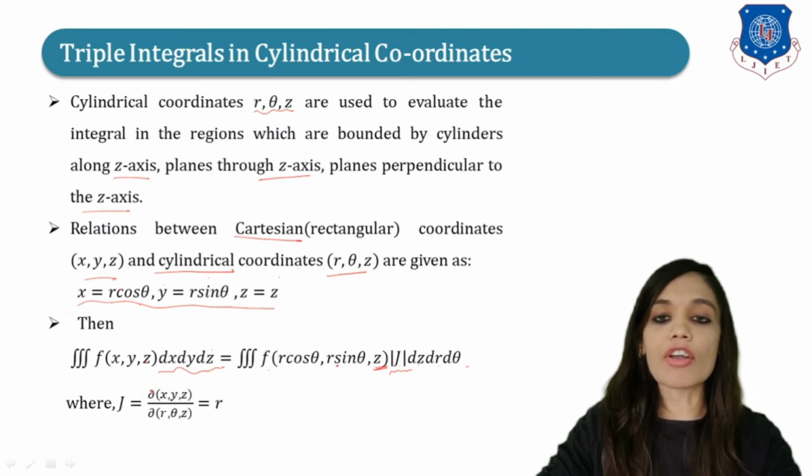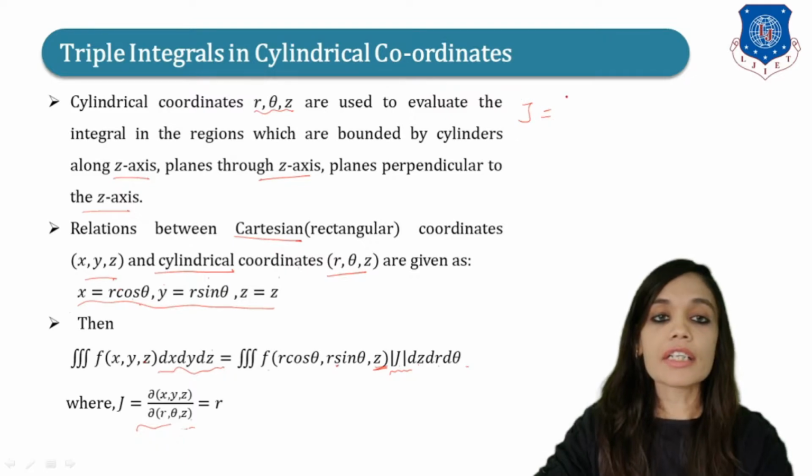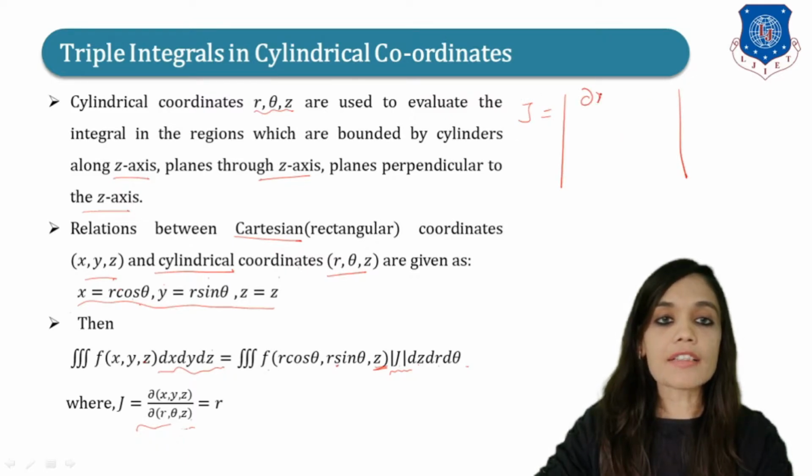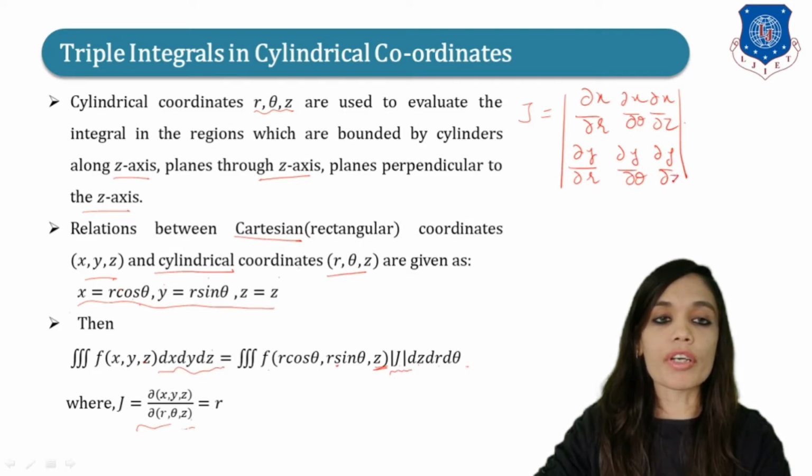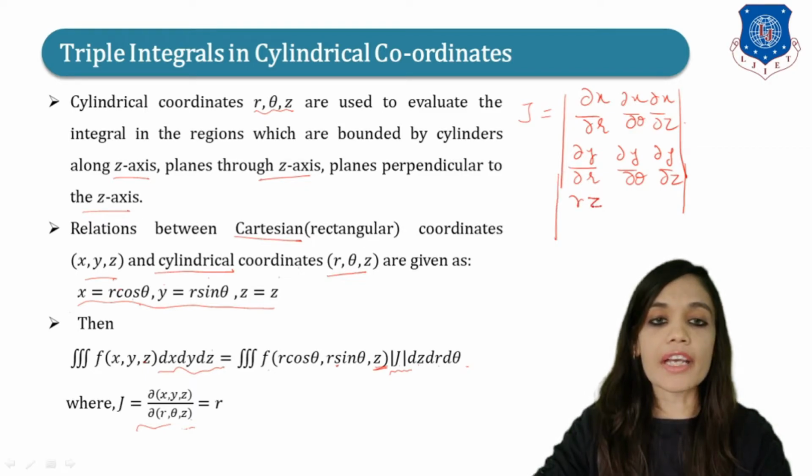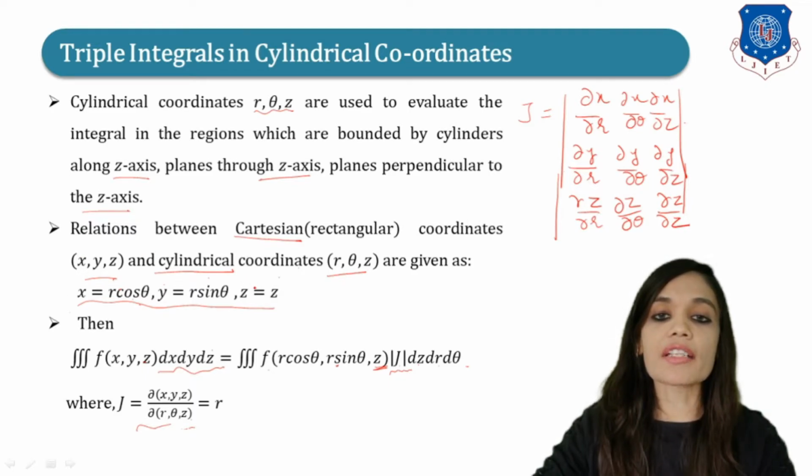J will be given by del of x, y, z upon del of r, theta and z. So J can be written as the determinant of del x upon del r, del x upon del theta, del x upon del z. Similarly, differentiate with respect to y: del y upon del r, del y upon del theta, del y upon del z. And lastly, differentiate with respect to z: del z upon del r, del z upon del theta and del z by del z. Now we have the values of x, y and z as this.